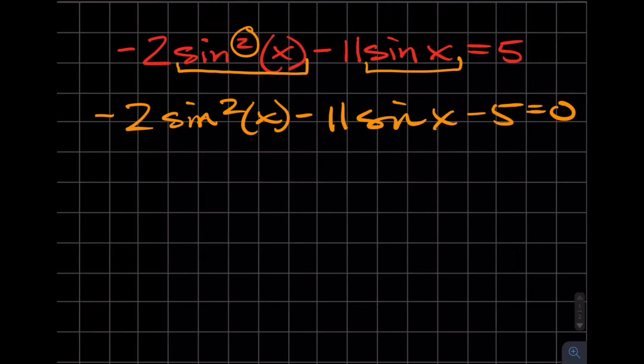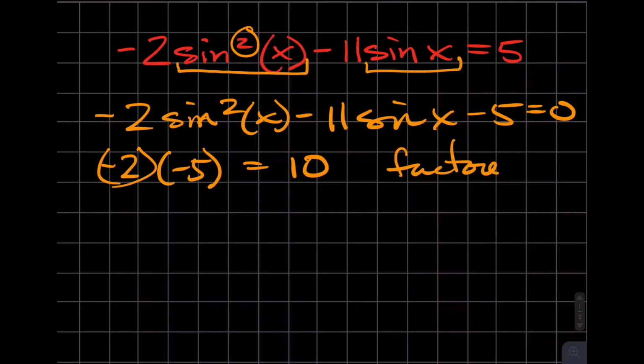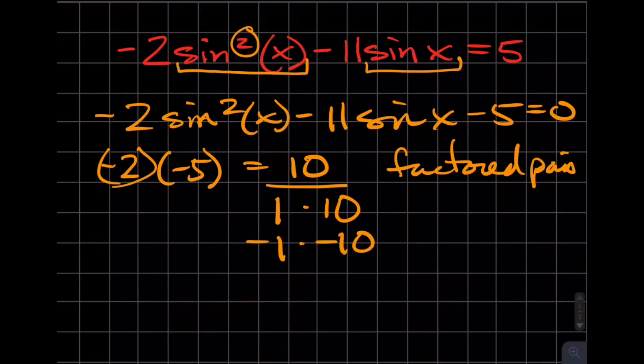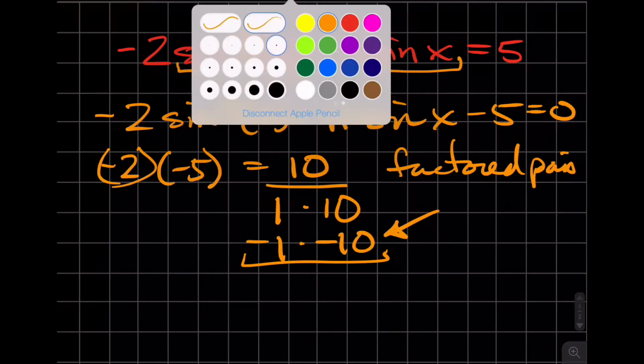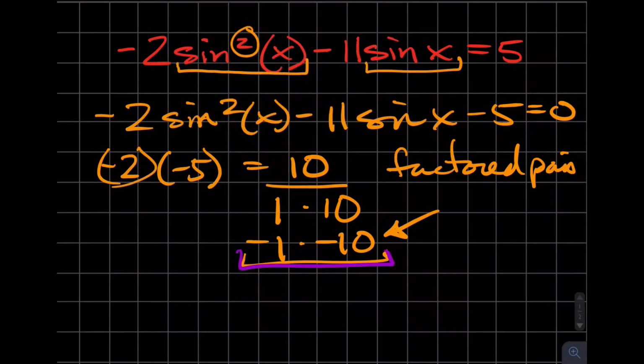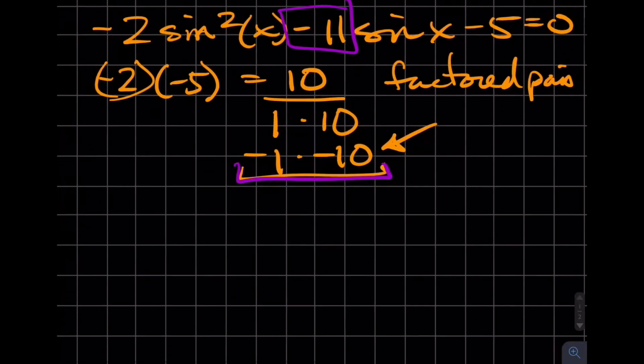I'm going to take negative 2 and multiply it times negative 5 to get 10. I'm going to find factored pairs of 10, and this is factoring by grouping. So I get 1 and 10, and negative 1 and negative 10. These two will add to be negative 11, so that informs me how to split my middle term.